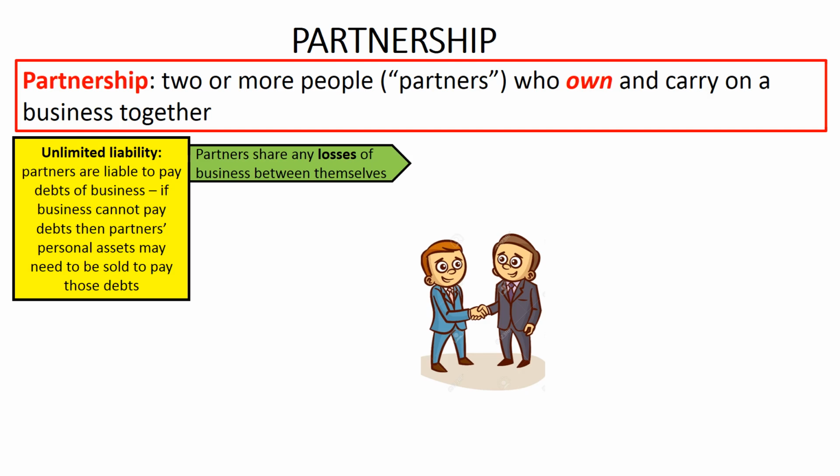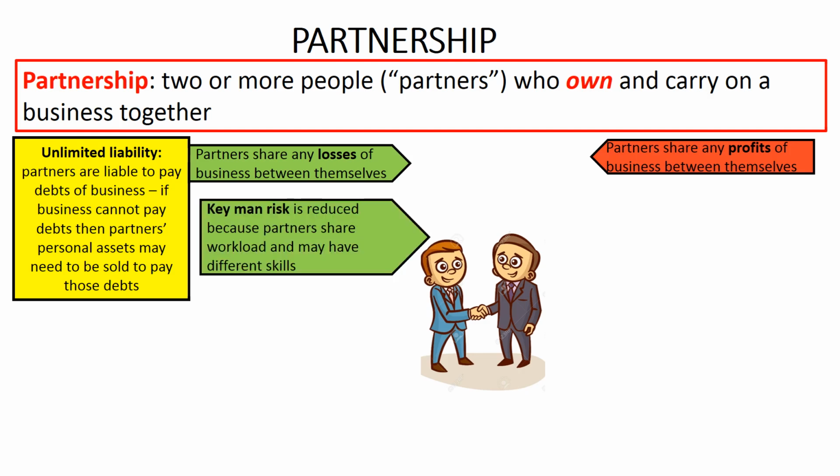However, the advantage that a partnership has over a sole trader is that because any losses of the business are shared between more than one person, there's perhaps less likelihood that a partner is going to have to sell as many of their personal assets to pay the debts of the business as they would have to do if the business was a sole trader business. Now, just as the partners in a partnership share any losses of the business between themselves, so they must also share any profits of the business between themselves.